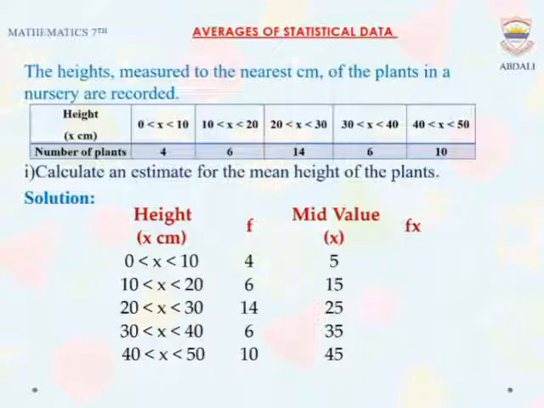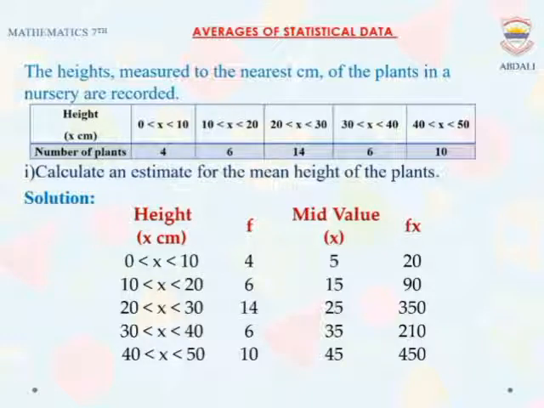So to find fx, we have to multiply the f column with x. We will multiply 4 with 5 and the answer comes as 20, and then 6 multiplied by 15 comes as 90, and 14 multiplied by 25 comes as 350, and 6 multiplied by 35 becomes 210, and 10 multiplied by 45 becomes 450. So class, here we have found all the required data.